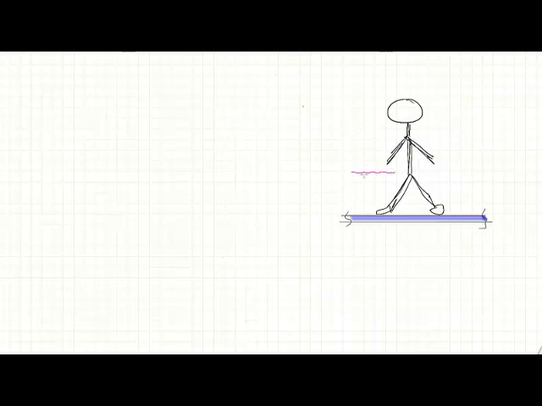And let's apply a force to this person. Let's say this force is from this side, and this force is F1. This person also has a weight and might also be carrying a weight, and let's name this F3.